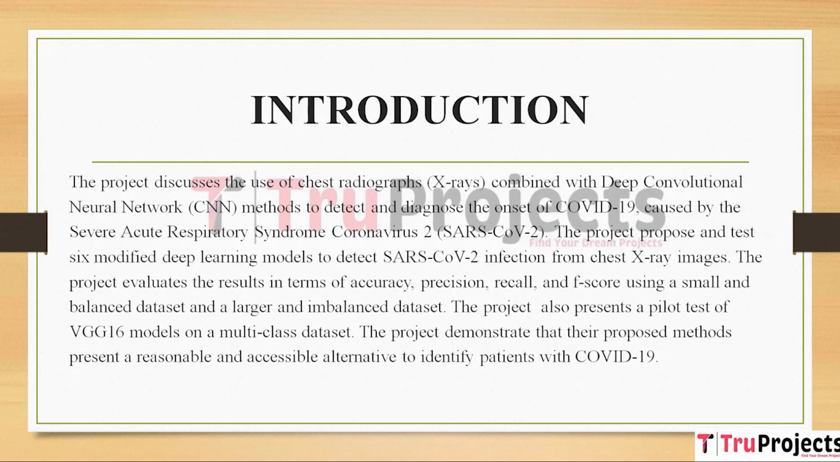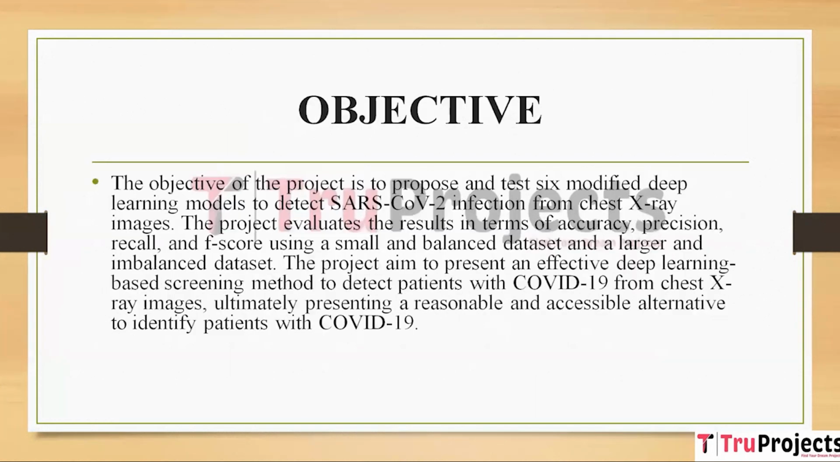Six updated deep learning models for detecting SARS CoV-2 infection from chest X-ray pictures are proposed and tested in this project. Using a small and balanced dataset and a bigger and imbalanced dataset, the project examines the result in terms of accuracy, precision, recall, and F-score. The project also includes a pilot evaluation of VGG16 models on a multi-class dataset, and demonstrates that the recommended methods are a feasible and accessible alternative for identifying COVID-19 patients.